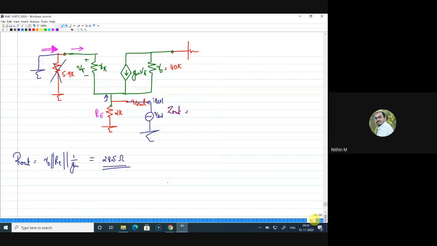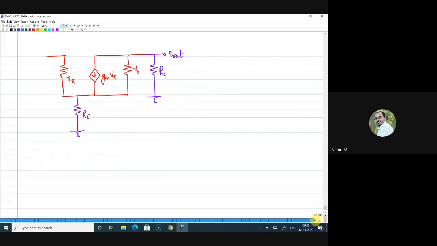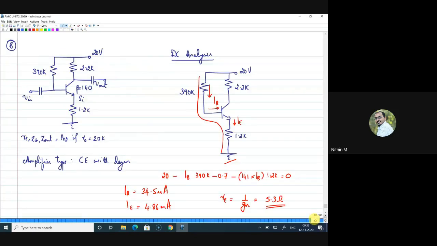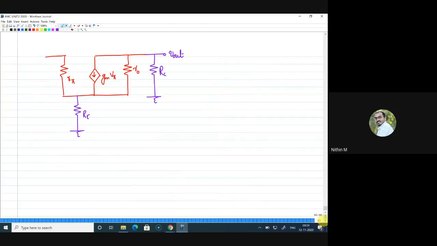And at the input side, you have 390K, that is again from the base. This is 390K. Let me call this the base resistance RB, and this is the V in point. Right. All right, so, any questions so far?